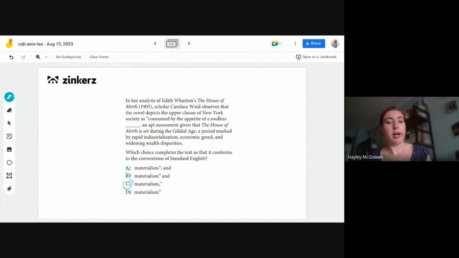But in terms of why, so we just have the comma. And the comma works great here because the part following it, an apt assessment, until the Gilded Age there, is a relative clause describing the materialism, essentially, this quote that we just have here. So offsetting that with a comma is definitely the right way to go. Makes sense with the independent dependent clause. So everything lines up there.